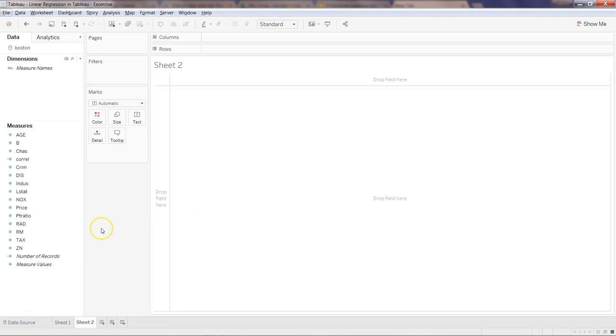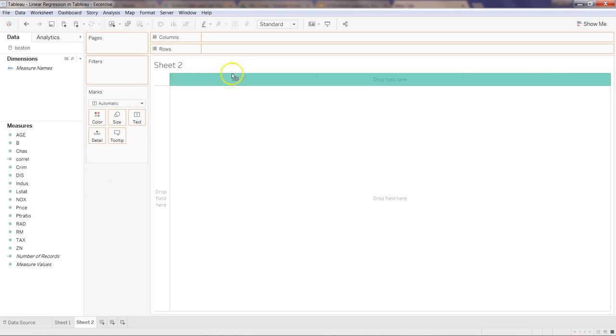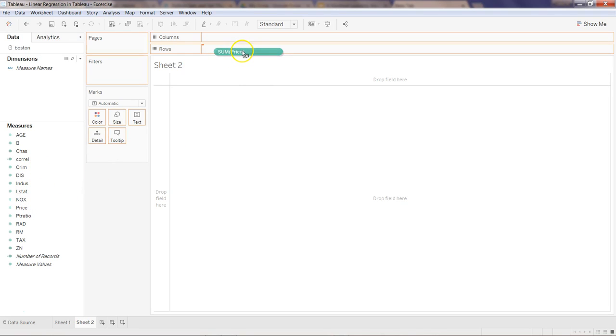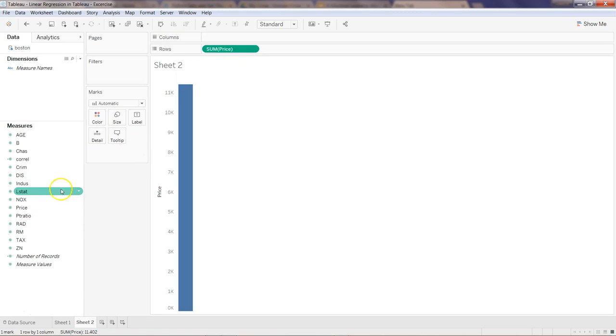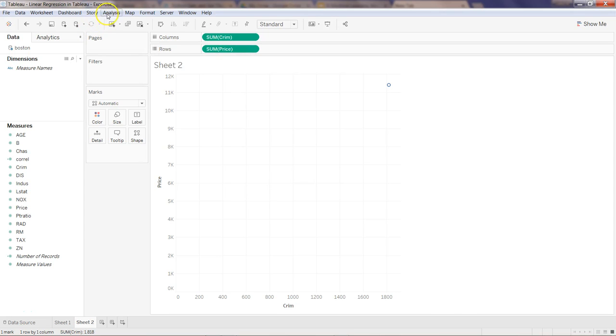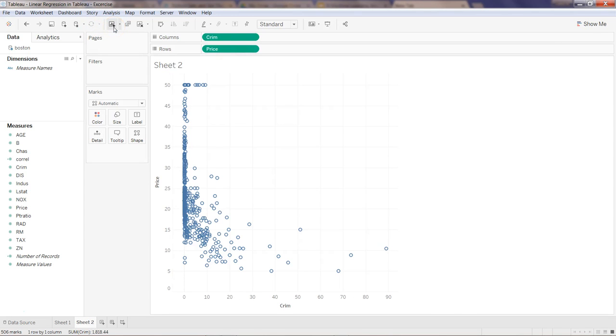And if you remember, in my previous video I asked you to create the linear regression model between the price and crime rate. So let's go ahead and first of all put the price over here and crime rate here on the column, and in the analysis say don't aggregate the measure. And as you can see, the price is decreasing when the crime rate is higher.